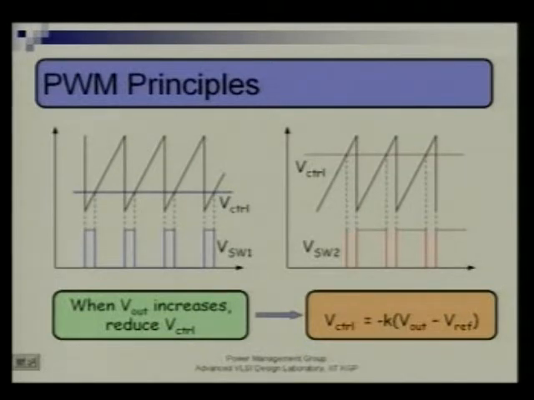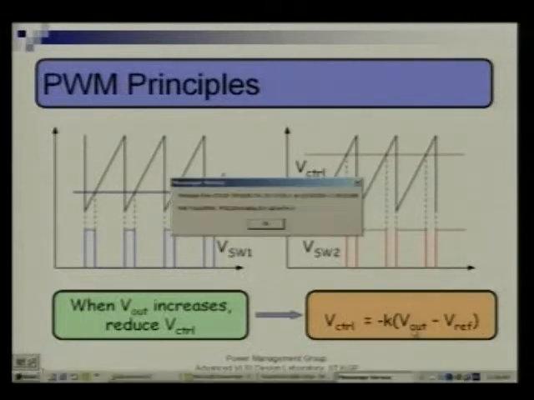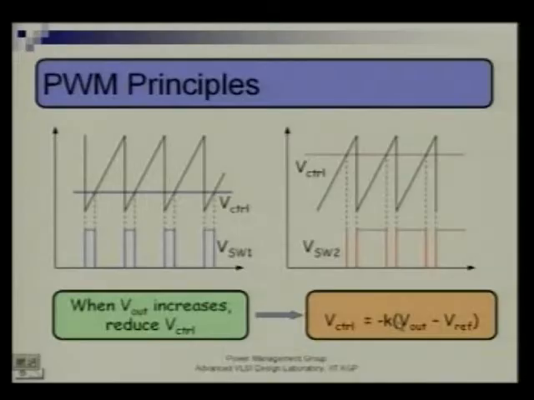So if I have this action, then VC will be reduced when V out increases. So this gives us a conceptual controller. We now have our controller in our concept. So what remains to be done is to actually get the topology, how to get this.